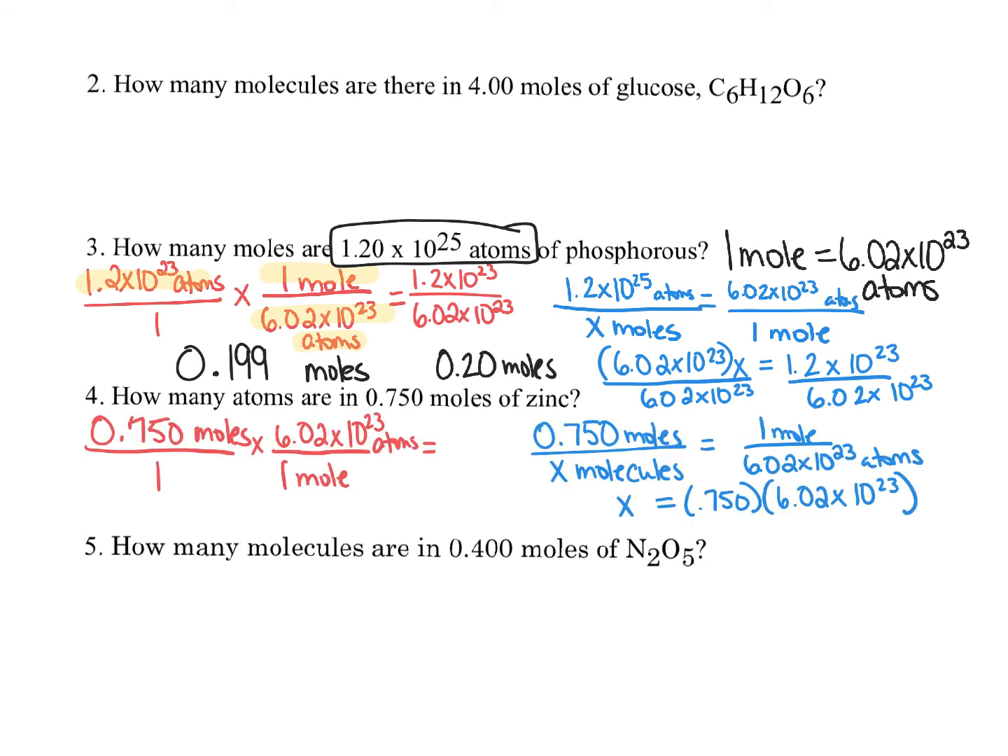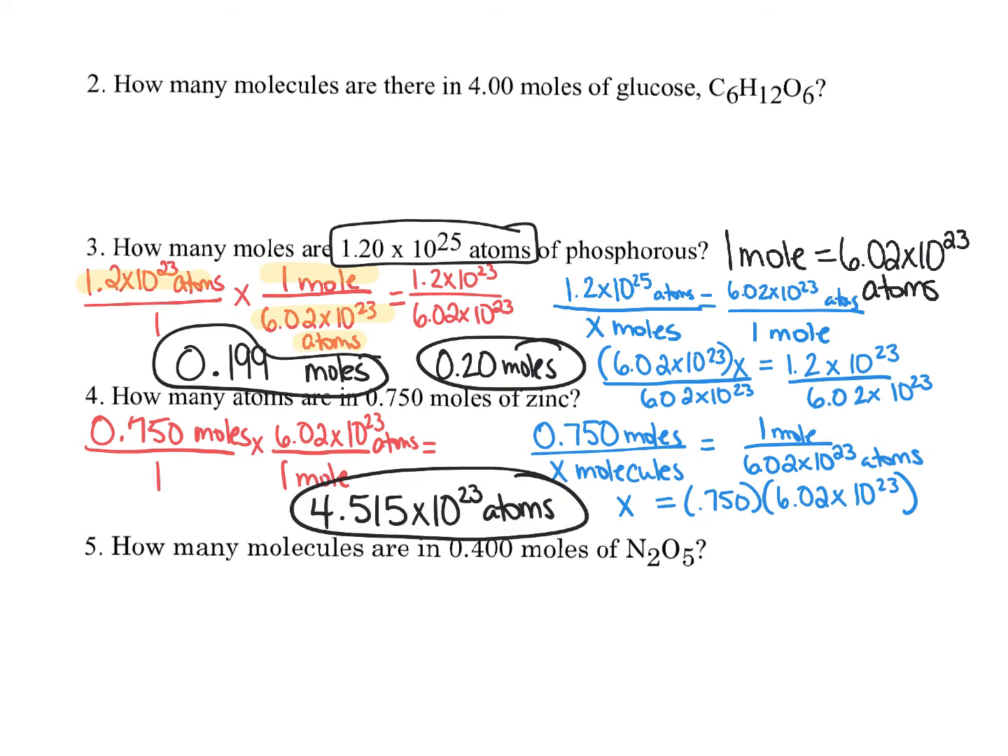Again, on the next problem, in red, I have the conversion factor method, and in blue, I have the cross multiply where you set the 2 fractions equal to each other. Both ways, you can see that if you start with 0.750 moles of zinc, you're going to take that and multiply it by 6.02 times 10 to the 23rd atoms, and that will tell you the number of atoms that you have. And for that problem, you get 4.515 times 10 to the 23rd atoms.